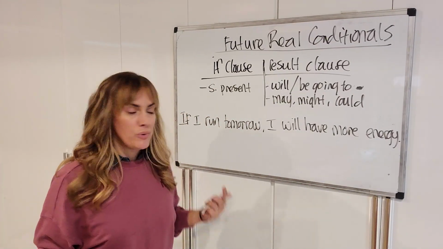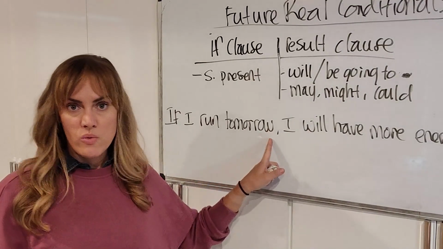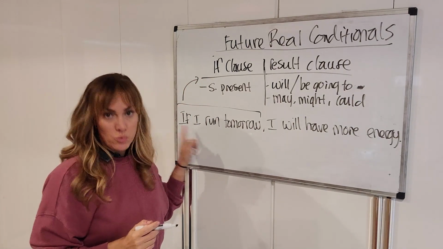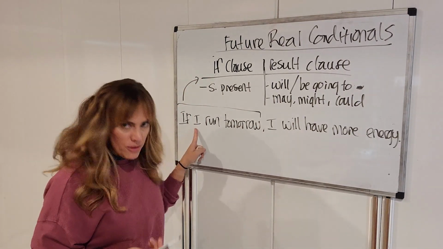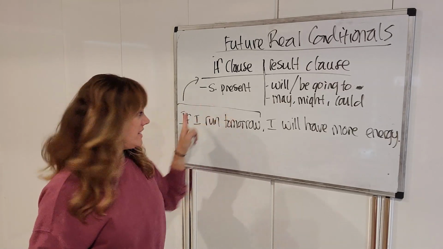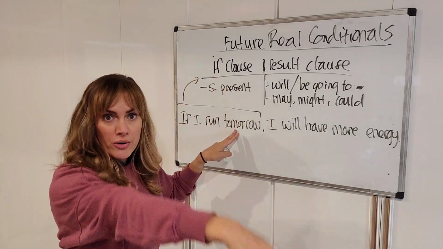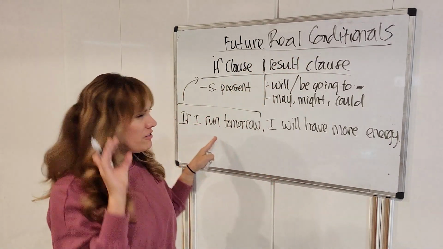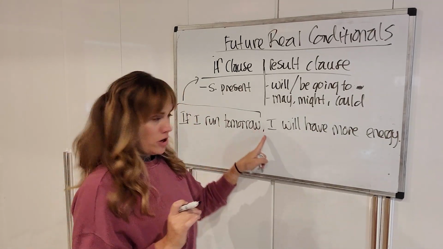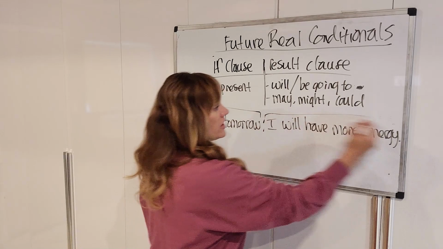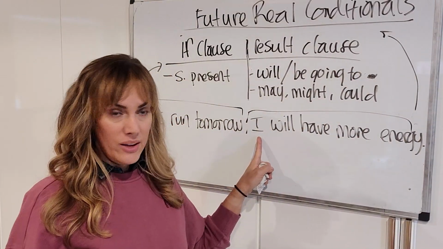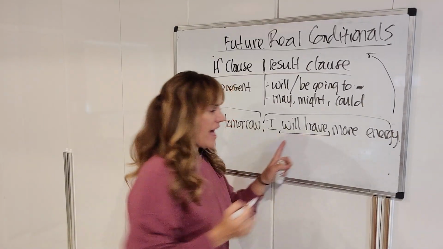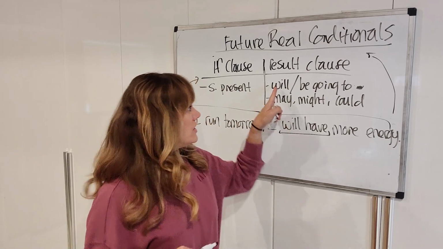Okay, so here's an example. If I go on a run tomorrow, here's the if clause with the word if, the subject, and the verb in the simple present. If I run tomorrow, I'm referring to the future because this is future real. So if I run tomorrow, comma, here's the result clause. I will have more energy. Really, I will. I will have. Here I'm using the future, so will.